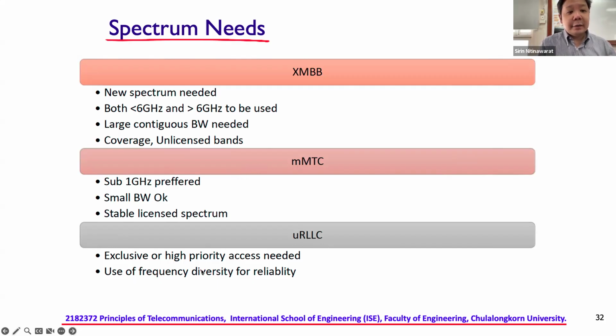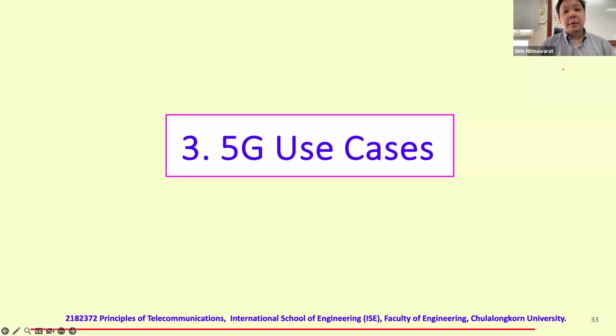For URLLC, applications require exclusive or high priority access. Okay. And because you want extra reliability, oftentimes you need to use frequency diversity to enhance the reliability by replicating the same communication across different frequency bands. Okay. Any questions, comments?